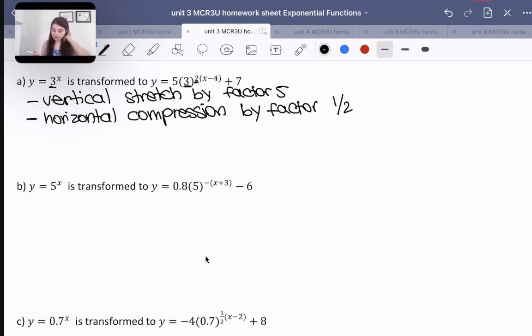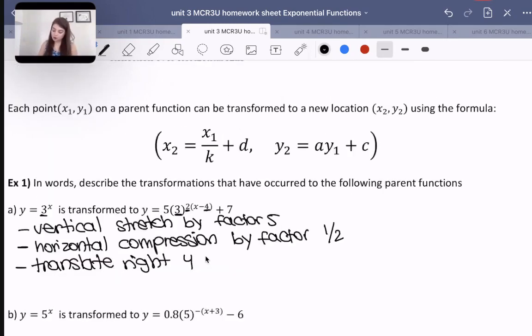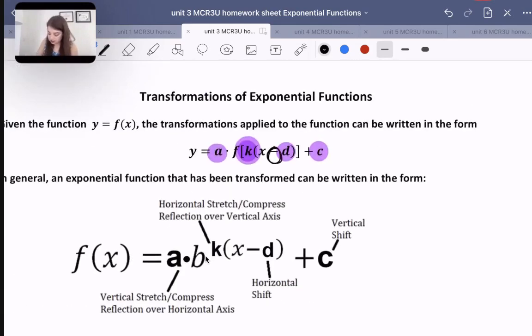Then we have 4 right here for our d value, and that means that we will be translating right by 4. Now you might see the negative sign and ask, why don't we translate left by 4? The reason is that negative sign is already part of the equation. We only care about d itself. The negative sign demonstrates to us that we're going right because the negative sign is already part of the equation.